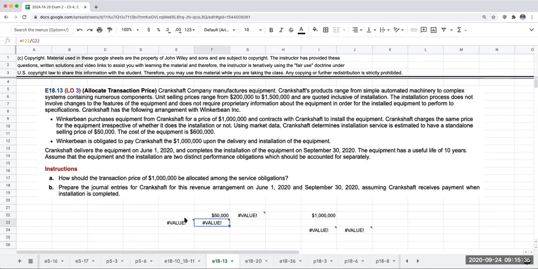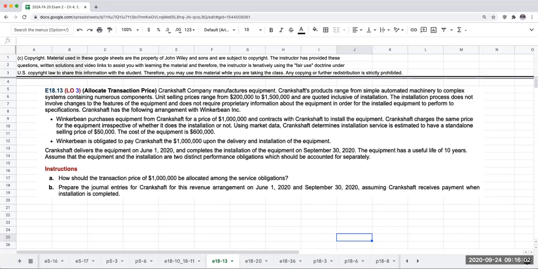So let's take a look at this question. This is exercise 18-13. We've got Crankshaft Company, which manufactures equipment. Crankshaft's products range from simple automated machinery to complex systems containing numerous components. Unit selling prices range from $200,000 to $1.5 million and are quoted inclusive of installation.